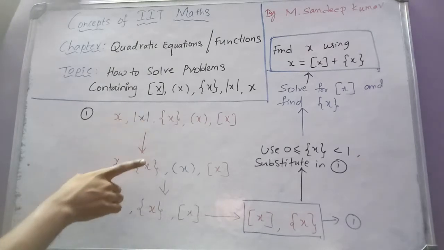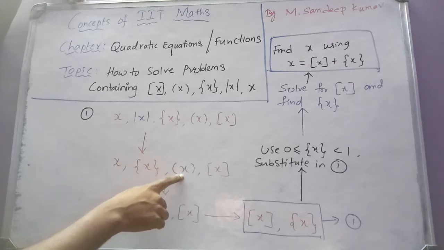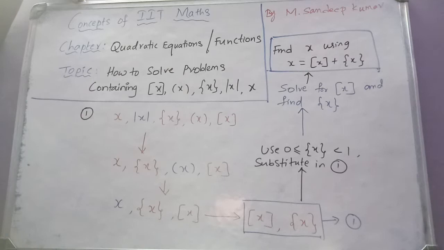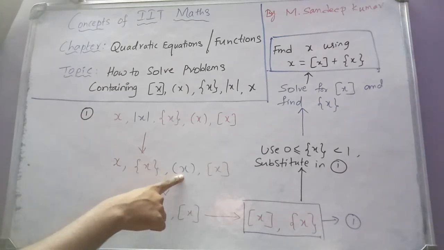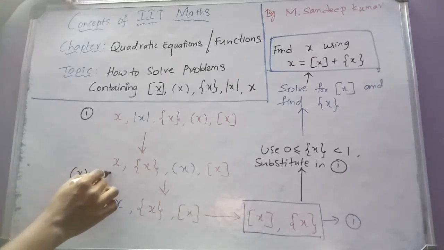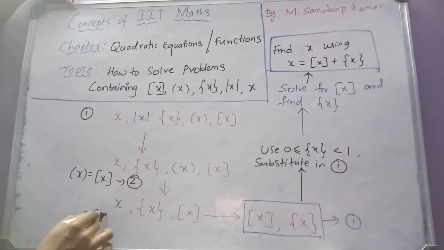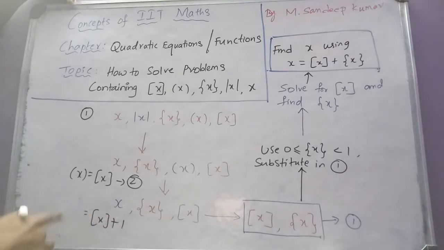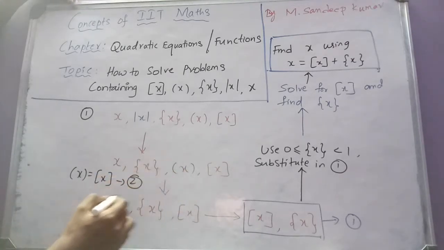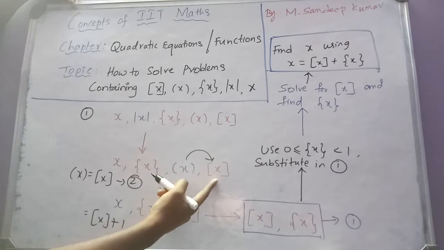After eliminating mod x, the problem contains x, fractional part of x, ceiling of x and floor of x. Next we will be eliminating the least integer function. How we will eliminate this? We know that ceiling of x is equal to floor of x if x is an integer, and it is equal to floor of x plus 1 if x is not an integer, correct? So based on that, we will convert the least integer function in terms of the greatest integer function.